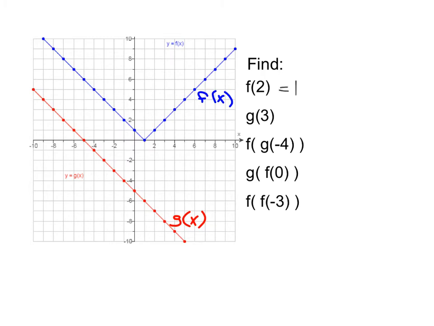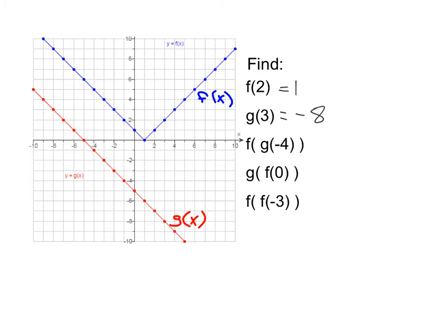Next up, g of 3. So the g function is the red function. When my x value is 3, what's the g function value? That's going to be negative 8. So g of 3 is going to be negative 8.